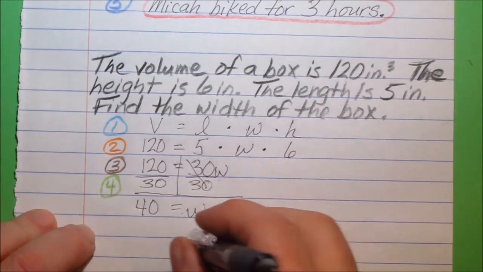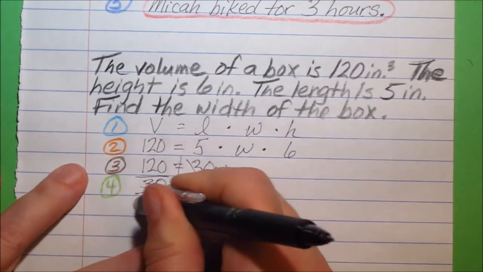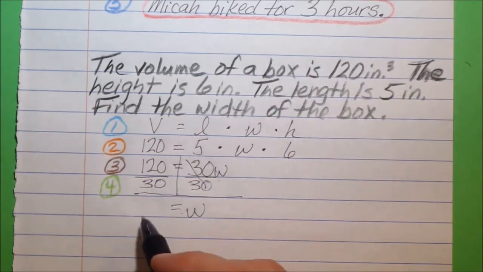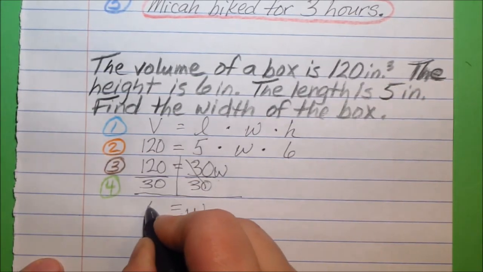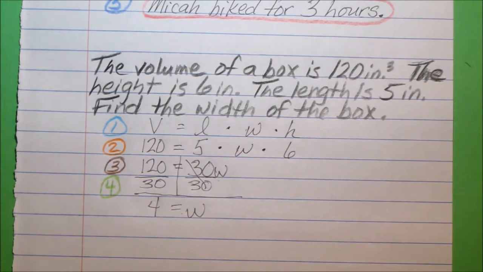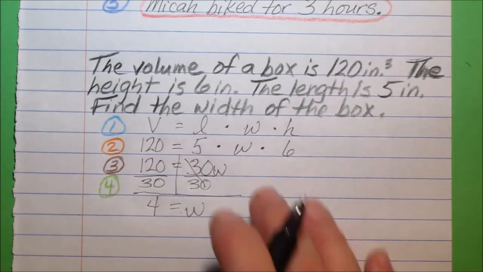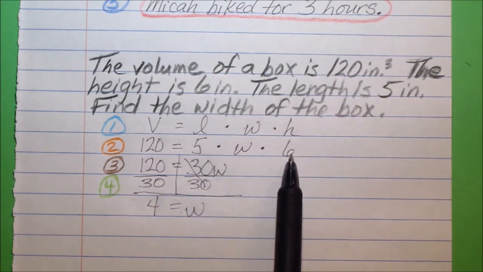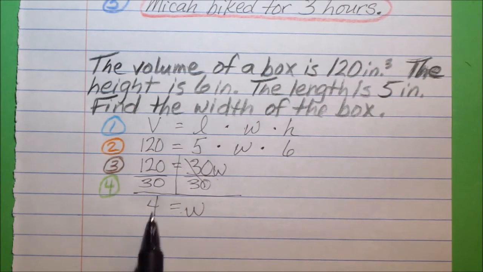No, it doesn't equal 40. It equals 4. Sorry, I didn't keep one of those zeros. Yikes. All right, 30 goes into 120 4 times. There we go. Okay, so W equals 4. That does make sense. If I have a length of 5 and a height of 6, a width of 4, that sounds right.